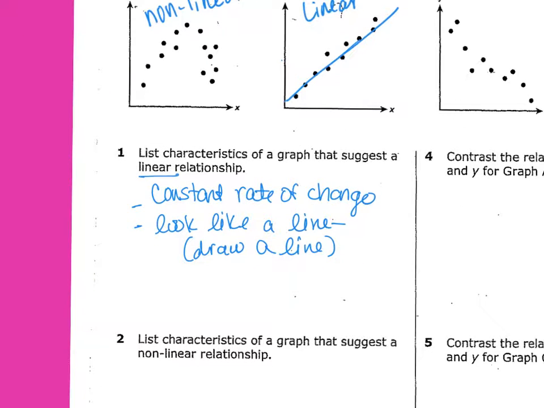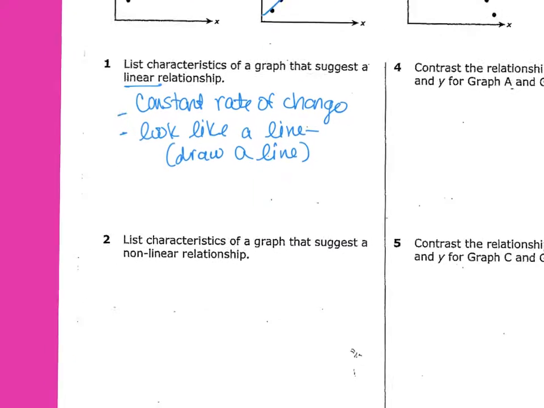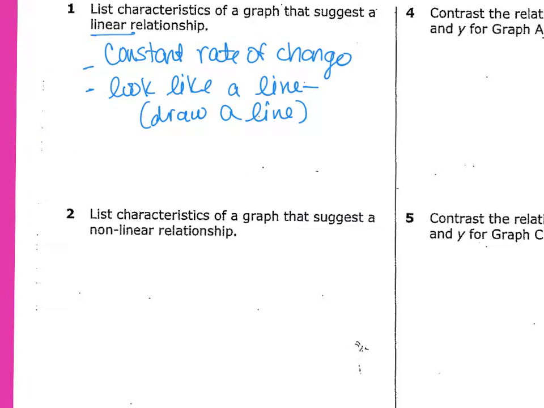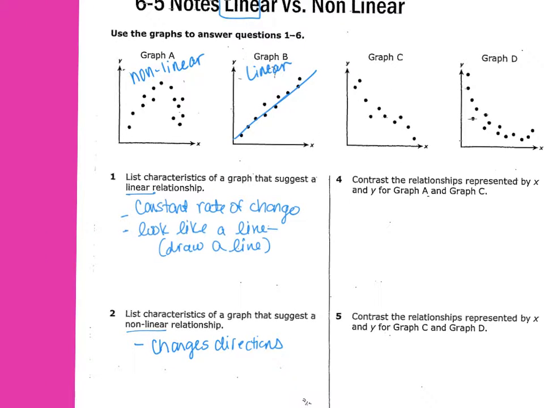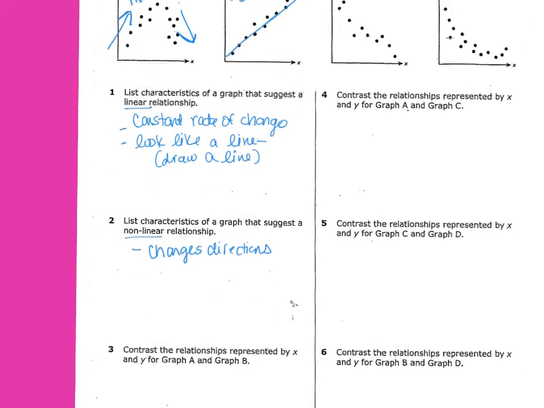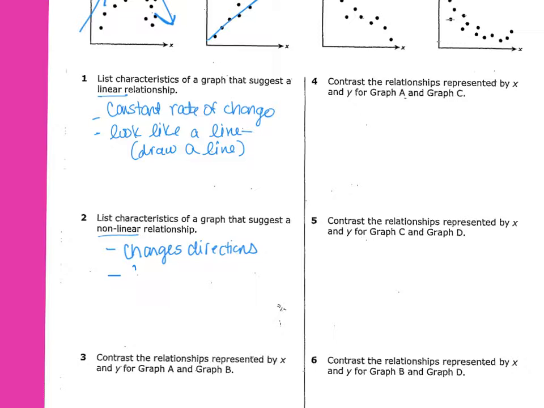Okay? So then on the second one, list the characteristics of a graph that suggest a nonlinear relationship. So if the graph changes directions, like on this first one, it went up and then it went down. So if it changes directions, if there's a curve and it doesn't look like a line.